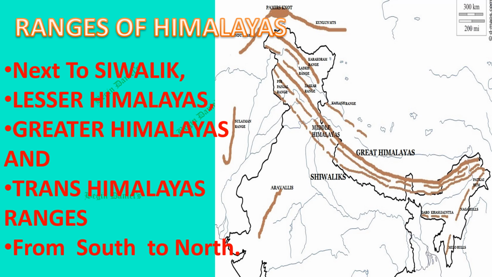That is, southernmost range is Shivalik, to its north is Lesser Himalaya, to its north is the Greater Himalaya, and to its north the Trans Himalayas. These are the mountain ranges from south side to northern side.